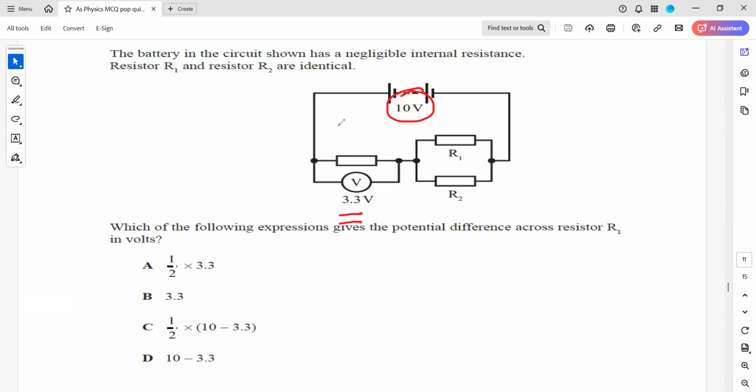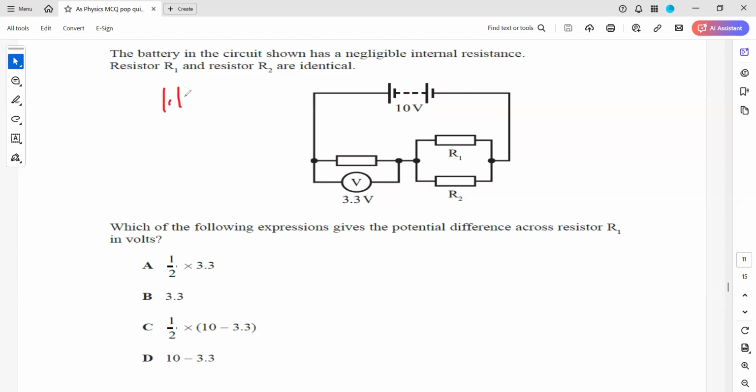Out of 10, the voltage drop across one of the components is 3.3. So how much voltage will be there across the other section of the circuit, which is in series with the first component? We just subtract that. So it will be 10 minus 3.3. So that's why D will be the right answer.